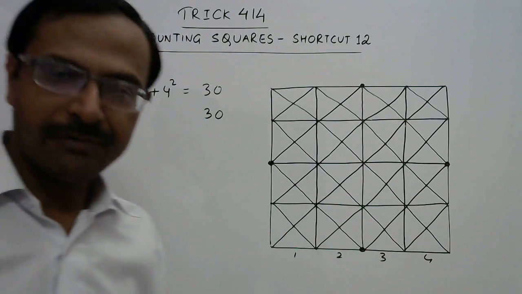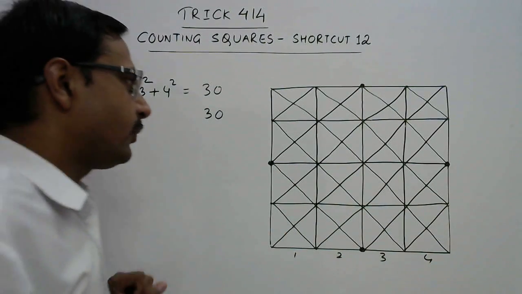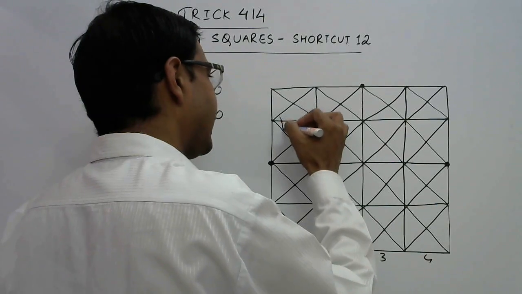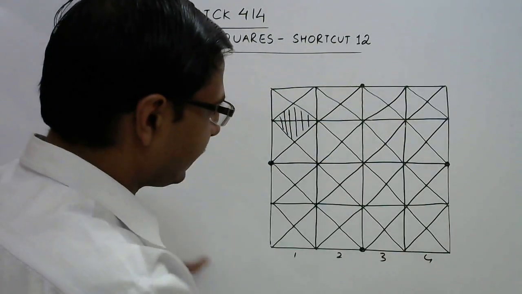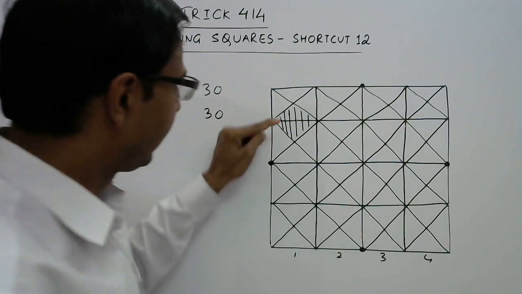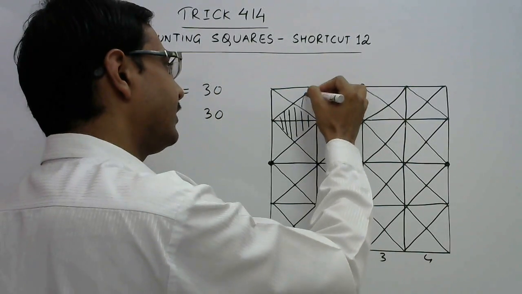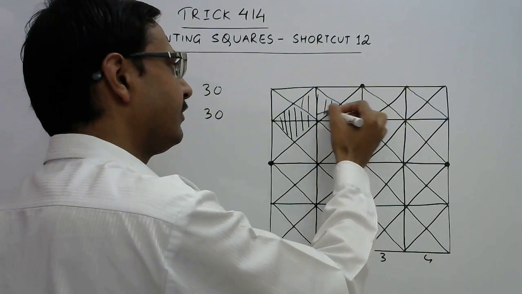Now what are we left with? We are left with one square, this one. See, we have not counted this either in the larger square or in the smaller square. So parallel to this we have this second square. We have not counted this also.